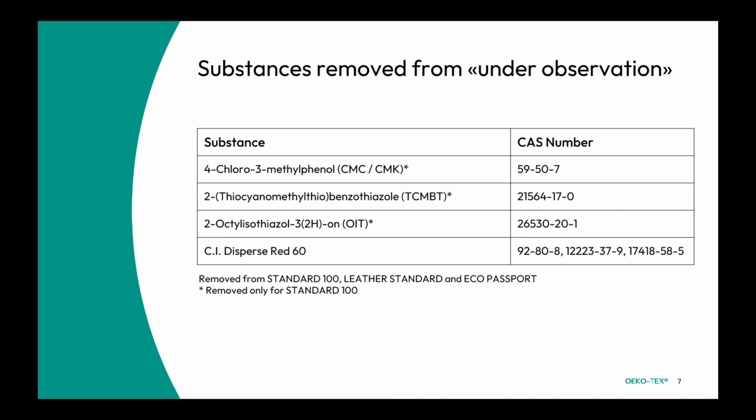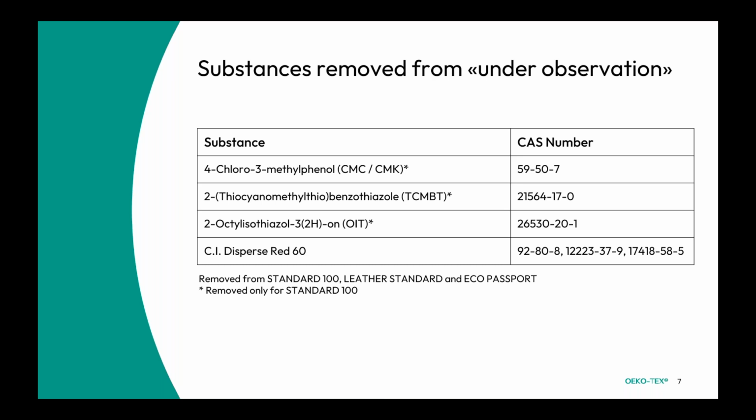Before we start on what has been added, we will quickly discuss substances that are or were under observation. Under observation means that these substances have not yet been added to the restricted substance list. They are mere candidates, and we have been researching whether they are harmful for the human body, as well as their relevance for the textile industry.